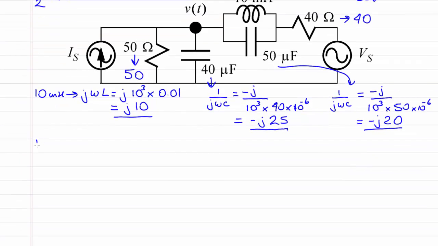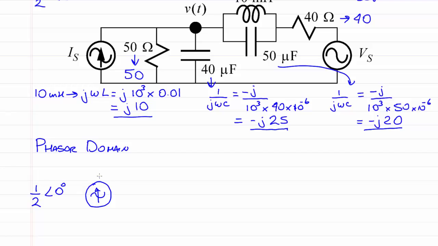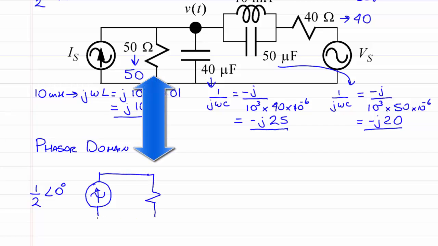Now we can gather up our elements, our capacitors, our inductor, our two resistors, and our sources, and we can redraw the circuit in the phasor domain. The nice thing about drawing the phasor domain is it's going to look just like the time domain circuit. So we'll have our current source. The arrow in here indicates the positive direction. And recall from our above analysis that the current source was a 1/2 at angle 0 degrees. The current source is in parallel with a resistor, which doesn't change values, so it's still 50 ohms.